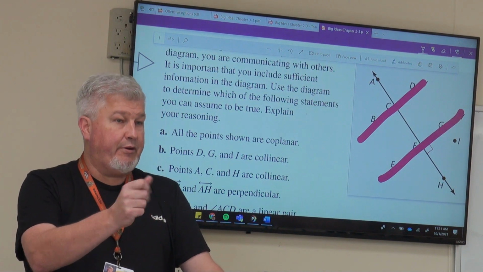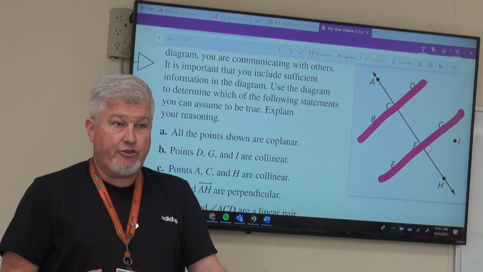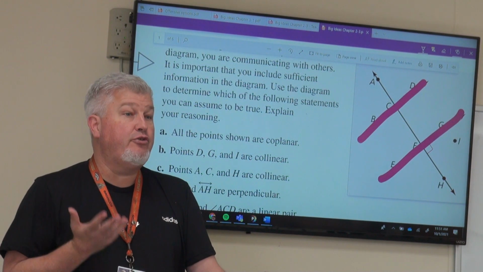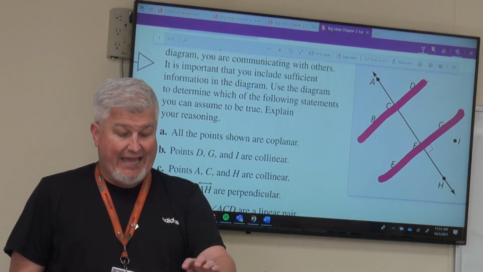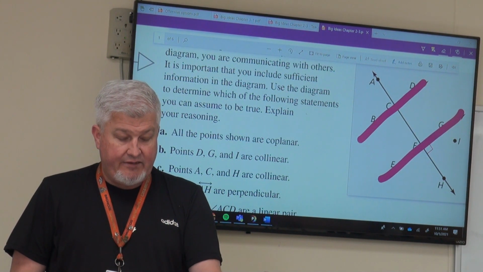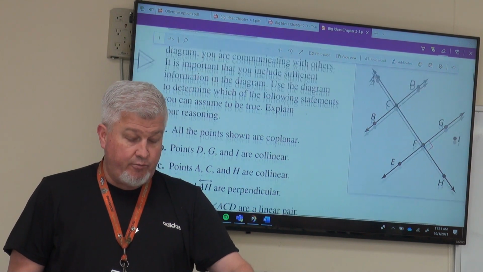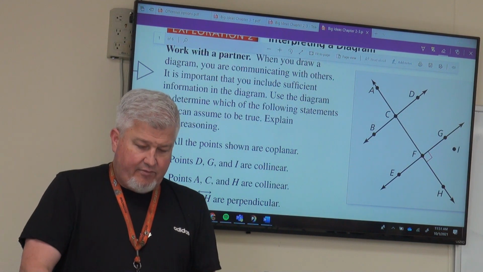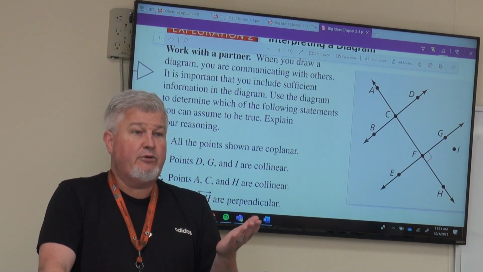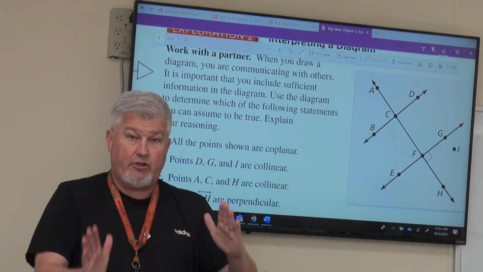Can we assume they're parallel? The answer is no. There's nothing that tells you that they're parallel. It has to actually be told. We haven't gotten into the markings for parallel lines yet, but you are not told they are parallel, so do not assume that, even though they kind of look like they are, but truthfully it almost looks like they're not, if I'm being honest.